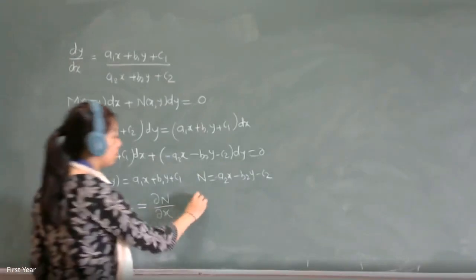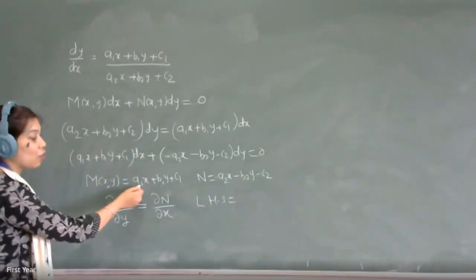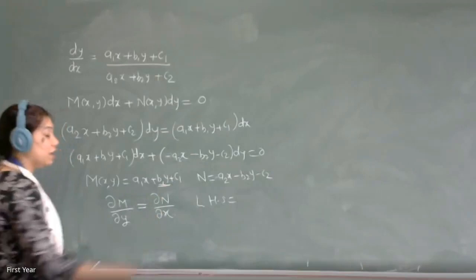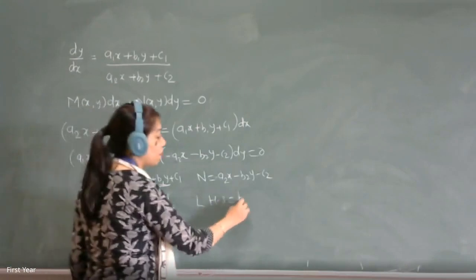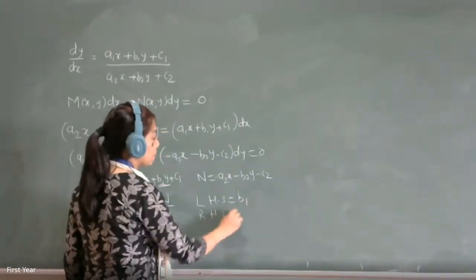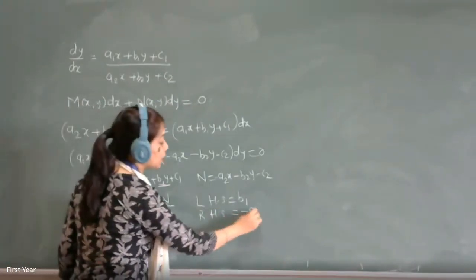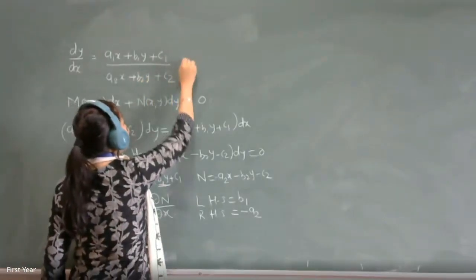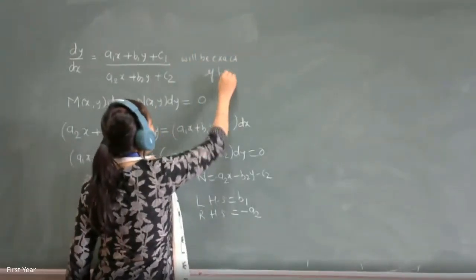What is delta M by delta y? Left hand side: derivative of M with respect to y is b1. x is constant, c1 is constant, so derivatives will be 0. Only in b1y will the differentiation be there. What is the derivative of y with respect to y? 1. So it is b1. And what is the right hand side? Derivative of N with respect to x is minus a2. So what is the condition for this differential equation to be exact? It is exact if b1 is equal to minus a2. Okay, that's the condition.